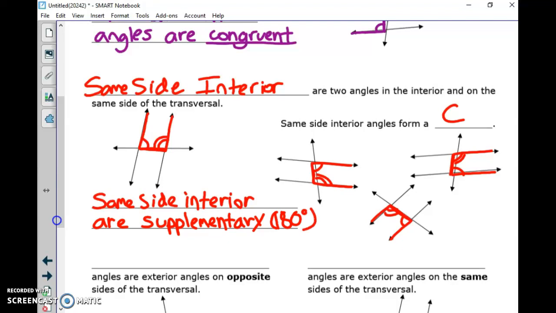So if they're same side interior, they're supplementary, 180 degrees. I want you to catch the alliteration. Same side, supplementary, S, S, S, right? Same side, supplementary. They add up to 180 degrees.